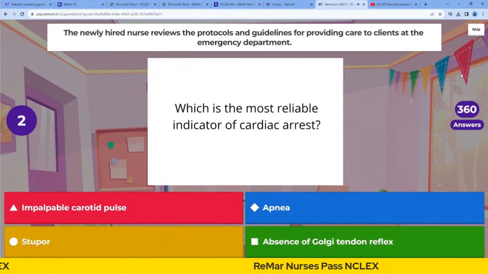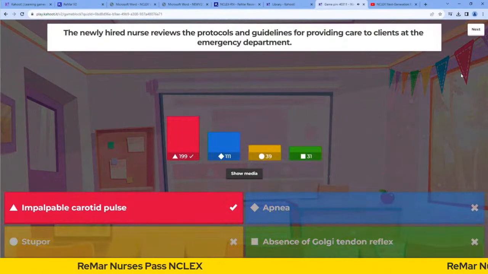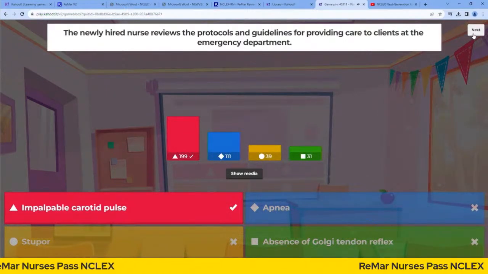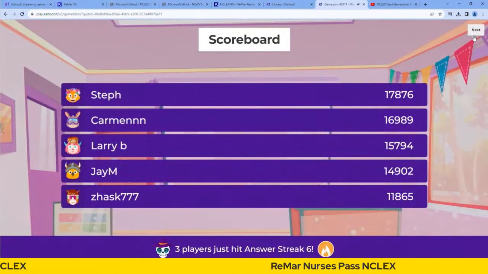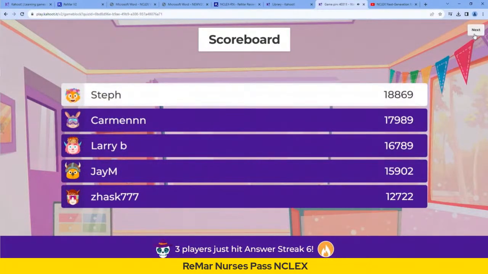4 seconds on the clock. Let's go. Hey, yes, the majority of you got it. Cardiac arrest. You're not going to feel a pulse, right?